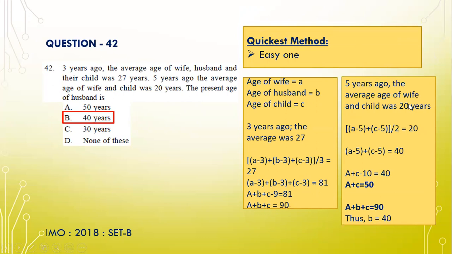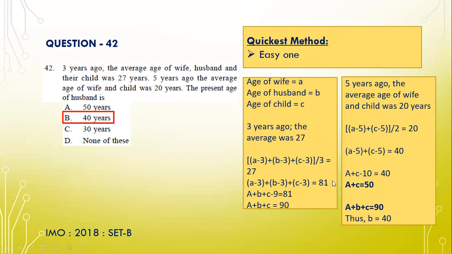5 years ago, the average age of wife and child was 20 years. So 5 years ago, the age of the wife was A minus 5, and the age of the child 5 years ago was C minus 5. A minus 5 plus C minus 5, whole divided by 2, isn't it? Because there are two ages. Divided by 2 was 20 years. So A minus 5 plus C minus 5 is 2 into 20, which is 40. So A plus C minus 10 is equal to 40. So A plus C is 50.